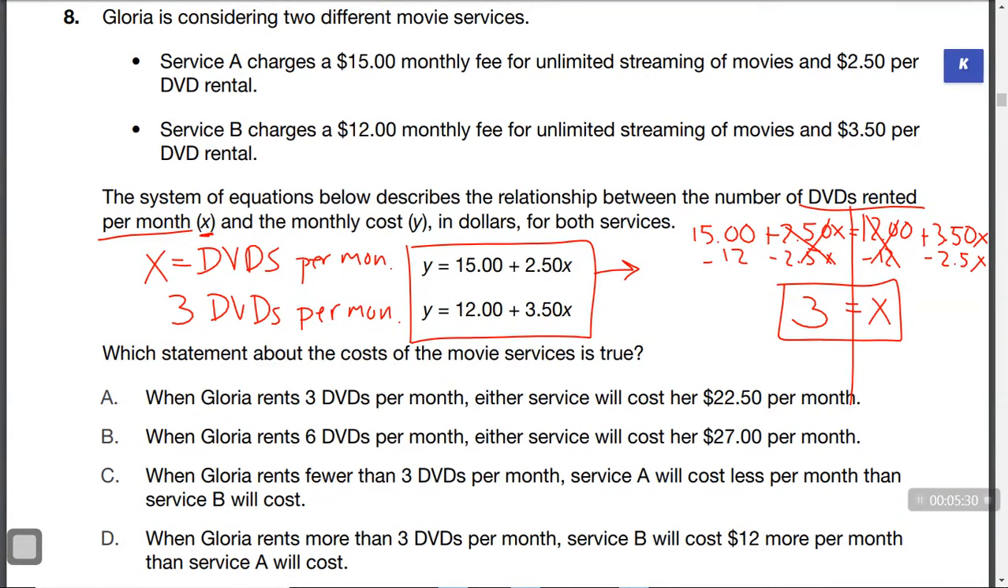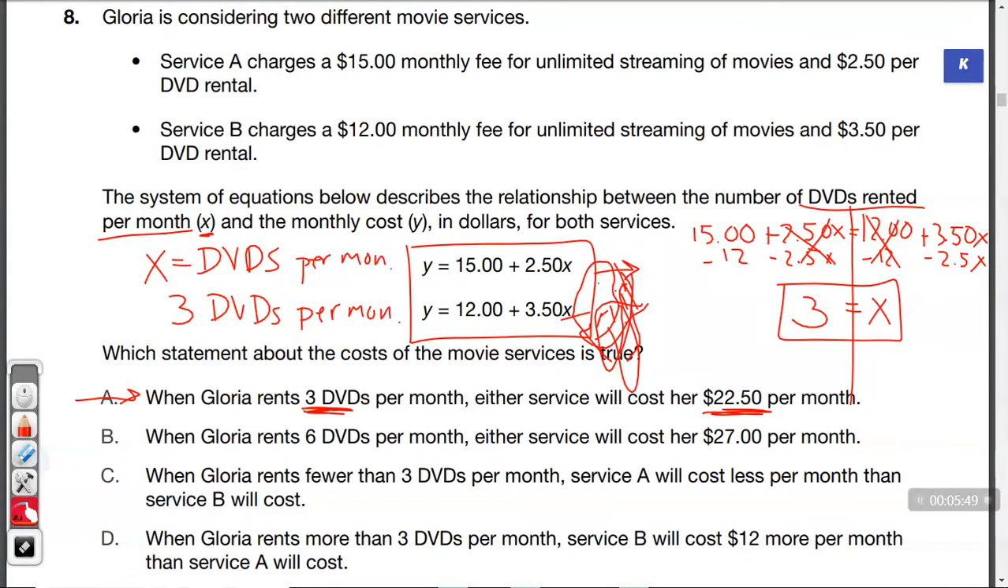So as I look down here, it says when Gloria rents 3 DVDs per month in this first one, either service will cost her $22.50. Well, I know that they're going to be the same at 3 DVDs. I do need to double check, is that cost of $22.50 true? And to do that, I can go ahead and plug that in to either one. I'm trying to erase there if you're wondering what in the world is going on. I was trying to use my 4-finger erase, but it didn't work.